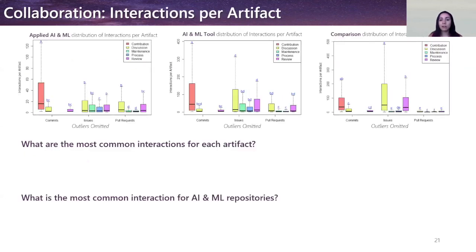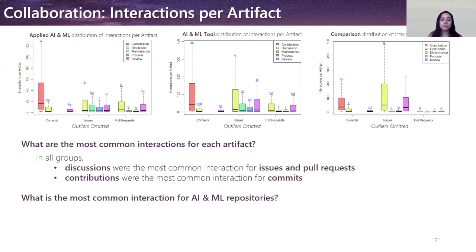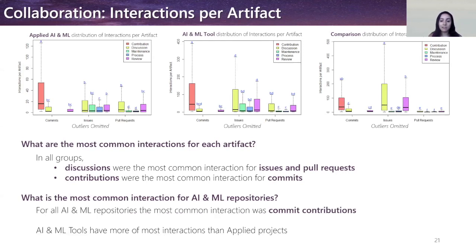Looking at interactions per artifact here, these figures are the distribution of interactions per artifact for each repository type. So in all groups, discussions were the most common interaction for issues and pull requests, and contributions were the most common interaction for commits. The most common interaction for AI and ML repositories was commit contributions, and the tool repositories had more of most of the interactions than the applied projects.